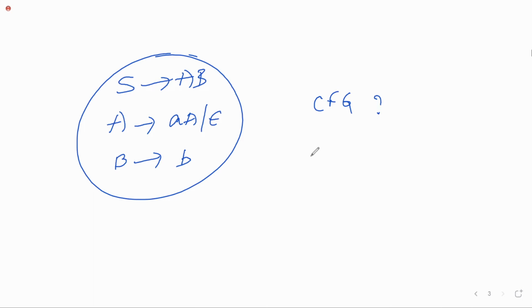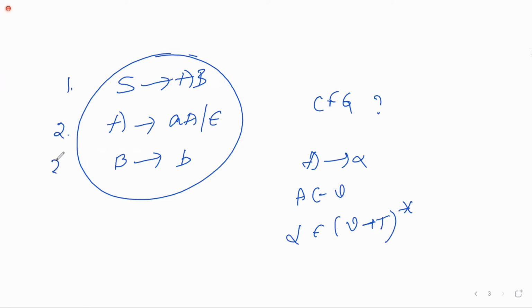What is the rule I told you? A to alpha. A belongs to variable. Alpha belongs to either a variable or a terminal or a combination of variables and terminals, whole star. So we'll check each and every production. First, how many productions do you have here? Total 3 productions. First, we'll go through the first production. S tends to AB. First, S belongs to variable. Is it not?